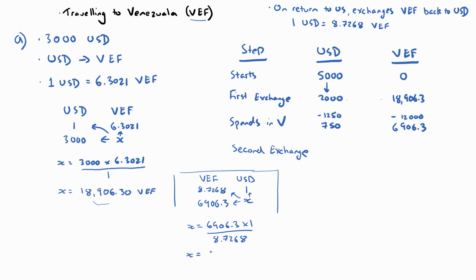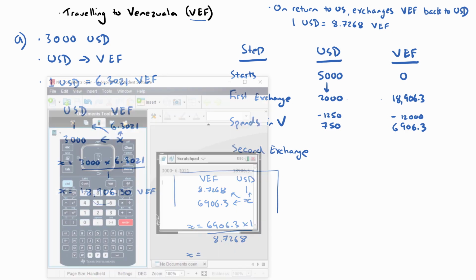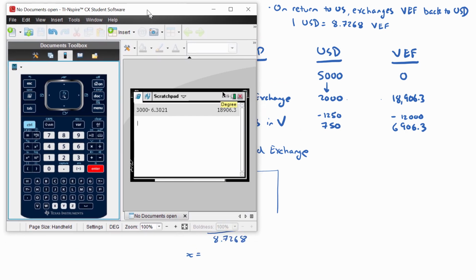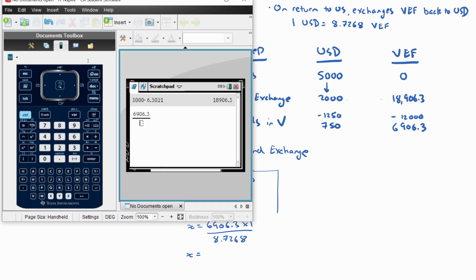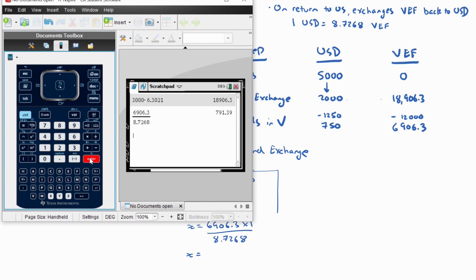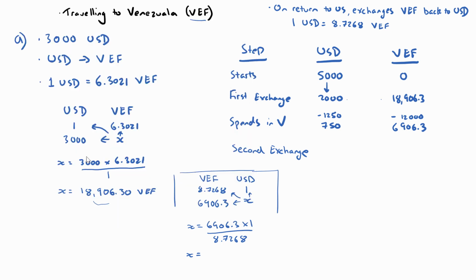8.7268, and X will equal, now this isn't our final answer, it's just the amount of US dollars he receives back from his exchange. So to a fraction, 6906.3. Now we don't need to do the multiply by 1, so I'll leave that out. Divided by 8.7268 gives 791.39.